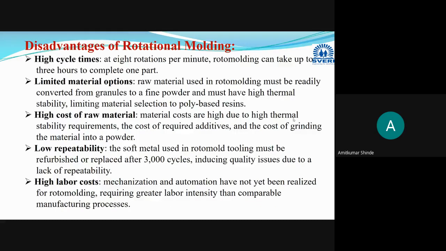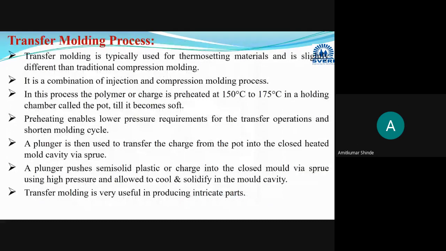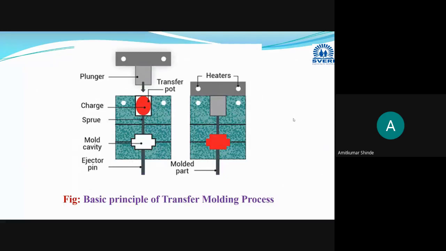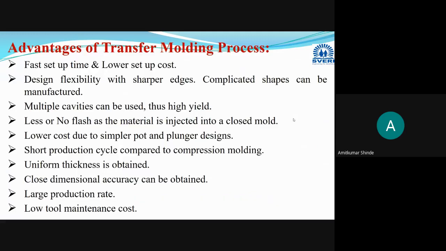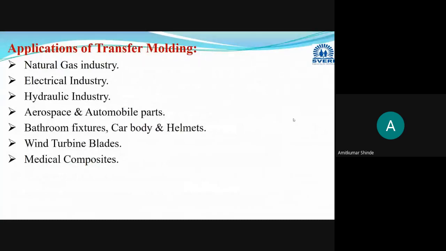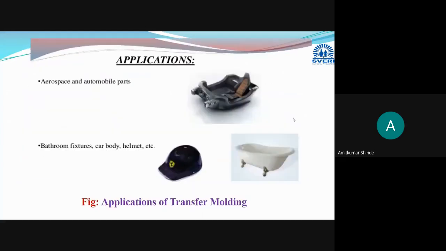Okay, in this way, we have completed. I will just summarize today's session. In today's session, we started with the transfer molding process. We learned the different stages involved, its principle, its schematic arrangement, and its basic working principle. Then we saw how the multi-cavity transfer molding process is performed, and the advantages and disadvantages of transfer molding, its applications in various fields, and some products manufactured by using this process.